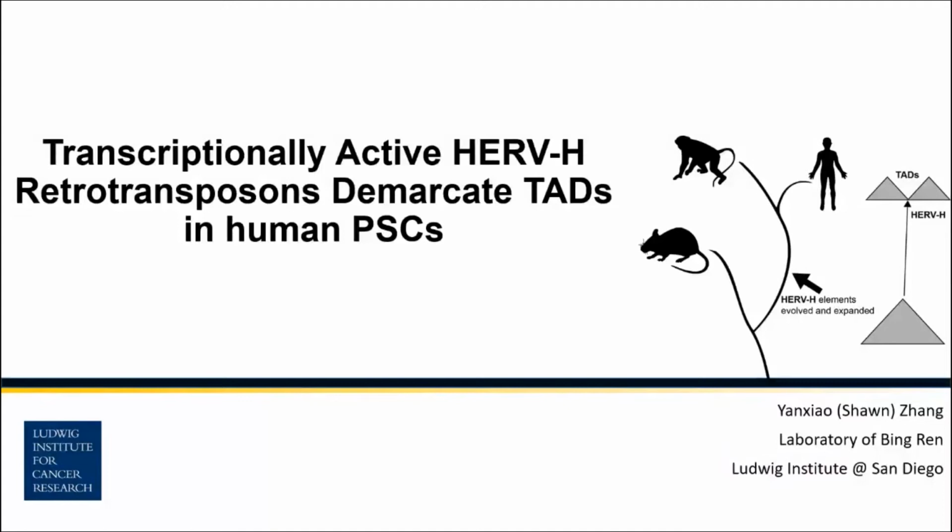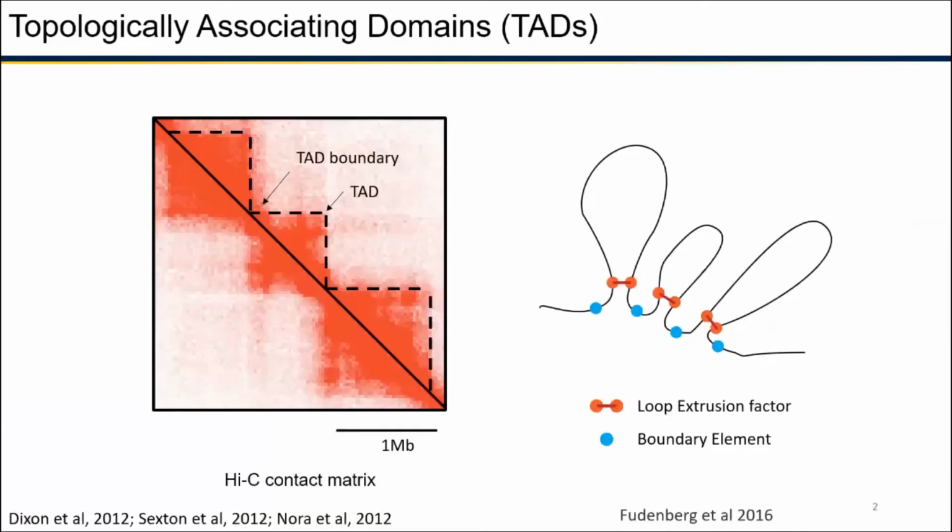I'm going to talk about how transcriptionally active HERV-H retrotransposons demarcate TAD domains in human pluripotent stem cells. As you know, at the megabase scale in Hi-C maps, we often see these condensed triangular structures at the diagonal, which we often call TADs or loop domains. In mammalian cells, most of these are very likely formed by cohesin-mediated loop extrusion that is constrained by CTCF binding sites.